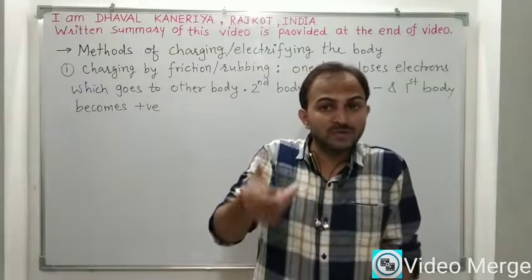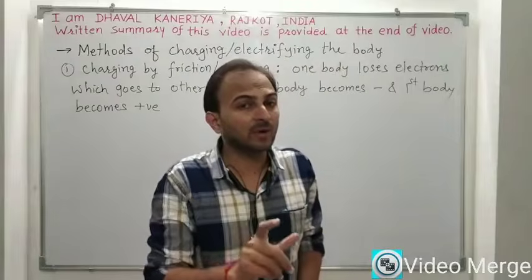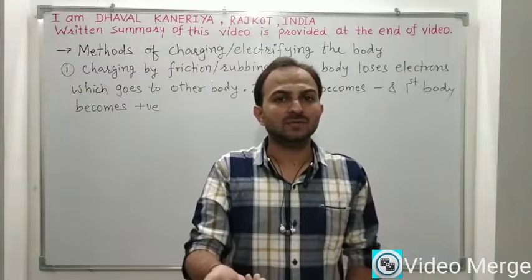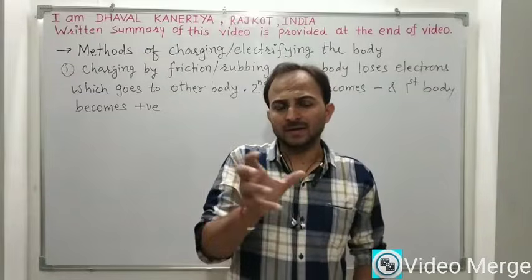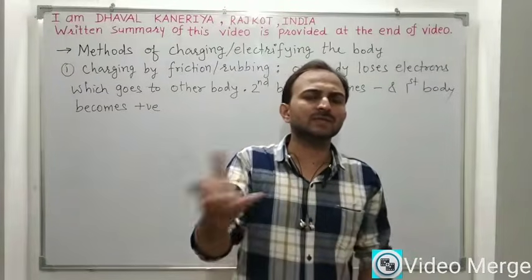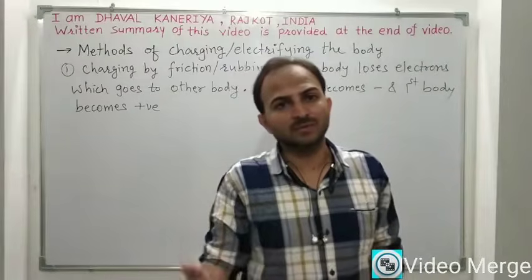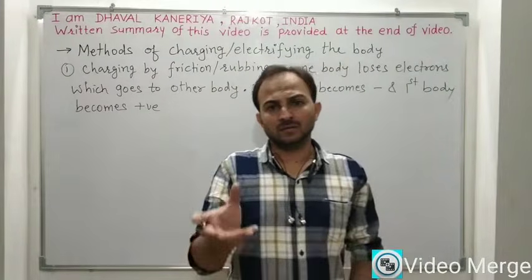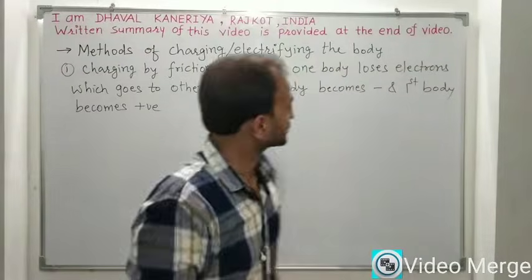The body which loses the electrons becomes positive, and the body which gains the electrons becomes negative. If glass rod is rubbed with silk, glass has tendency to become positive, silk will become negative. Ebonite and fur, when both are rubbed, the ebonite rod becomes negative, the fur becomes positive.